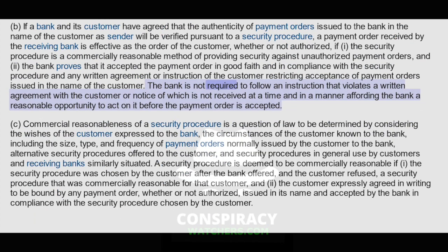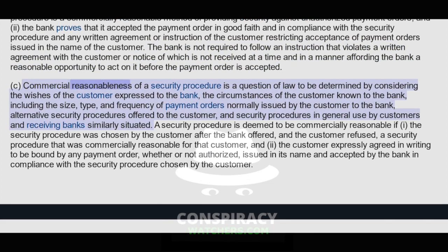The bank is not required to follow an instruction that violates a written agreement with the customer or notice of which is not received at a time and in a manner affording the bank a reasonable opportunity to act on it before the payment order is accepted. Commercial reasonableness of a security procedure is a question of law to be determined by considering the wishes of the customer expressed to the bank, the circumstances of the customer known to the bank, including the size, type, and frequency of payment orders normally issued by the customer to the bank, alternative security procedures offered to the customer, and security procedures in general use by customers and receiving banks similarly situated.